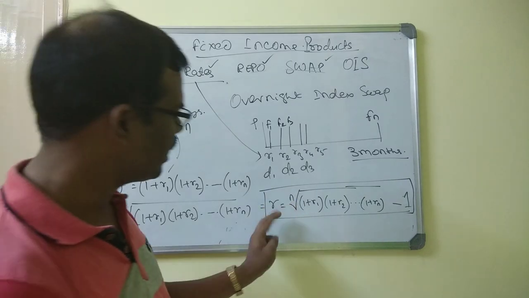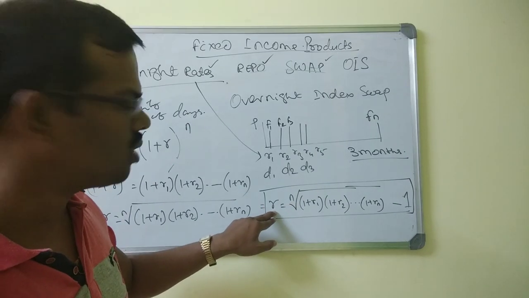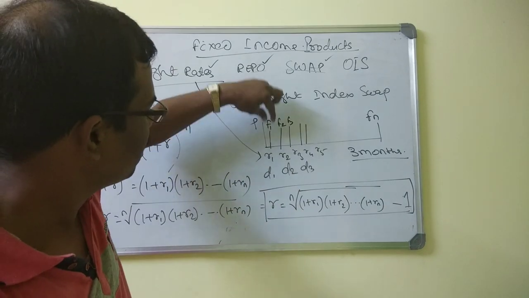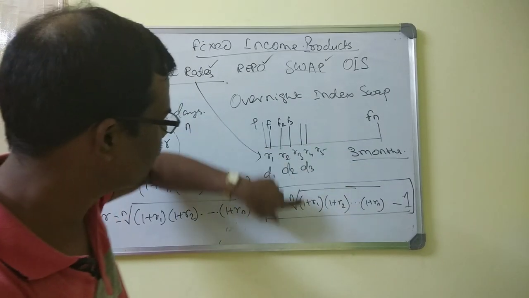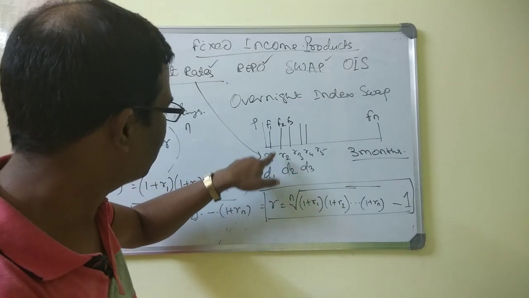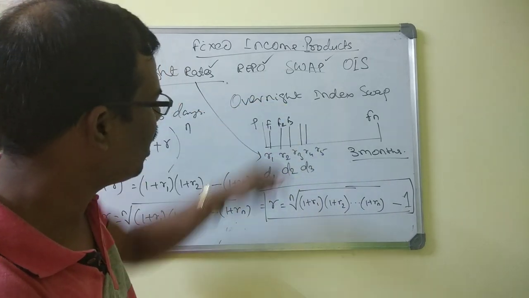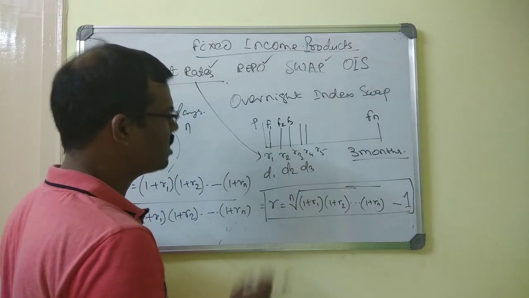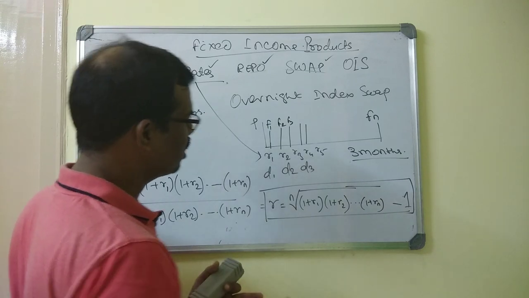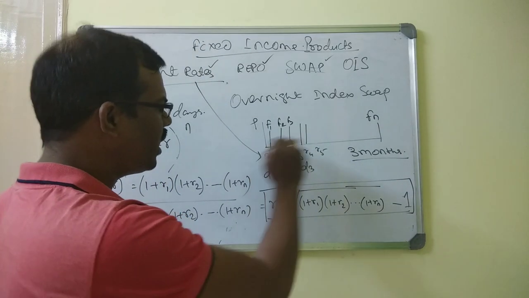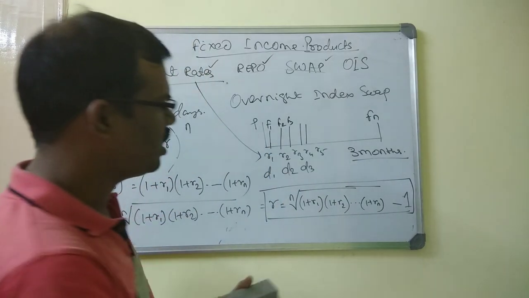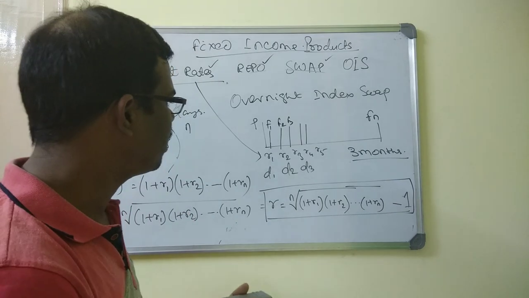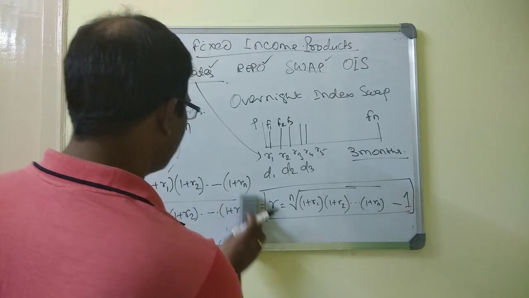So it is found out like this: the effective interest rate of an overnight index swap, R, becomes the nth root of 1 plus R1, and these R1s are called the overnight interest rate for one day, for whatever number of days you take. And since this is a swap, it is fixed versus floating. So when the floating interest rates are overnight index rates, obviously the person who is paying the floating rate also has to receive the fixed interest rate. That fixed interest rate will be called OIS.